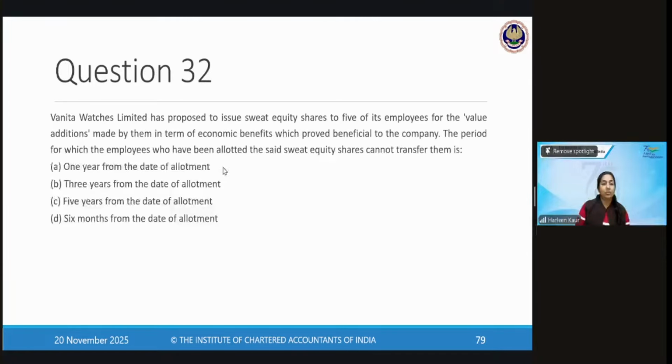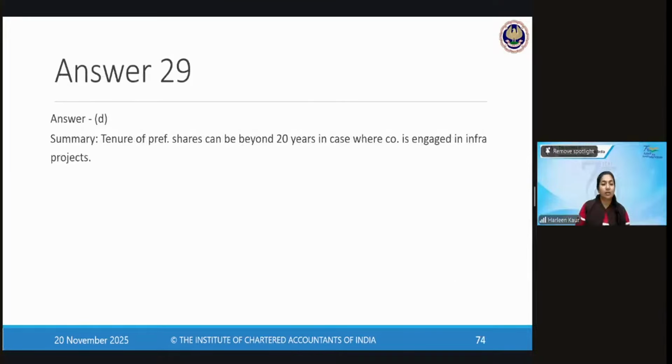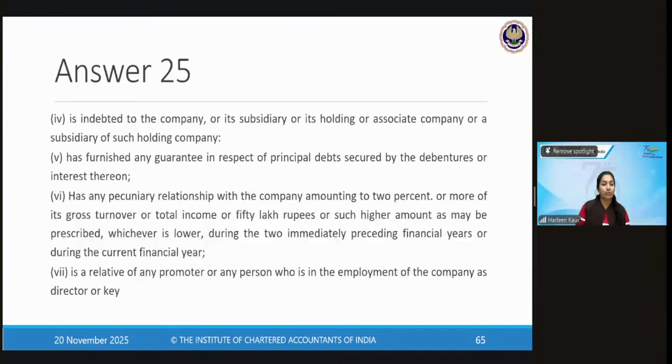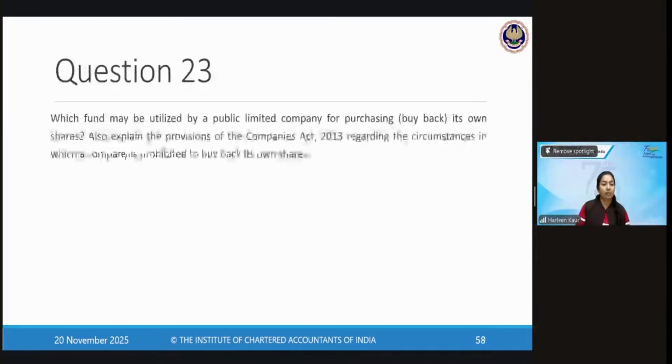Correct. All right, let's do certain more questions. Section 61 you have done nicely. I have a question for you on debentures, and then I have one on buyback also.